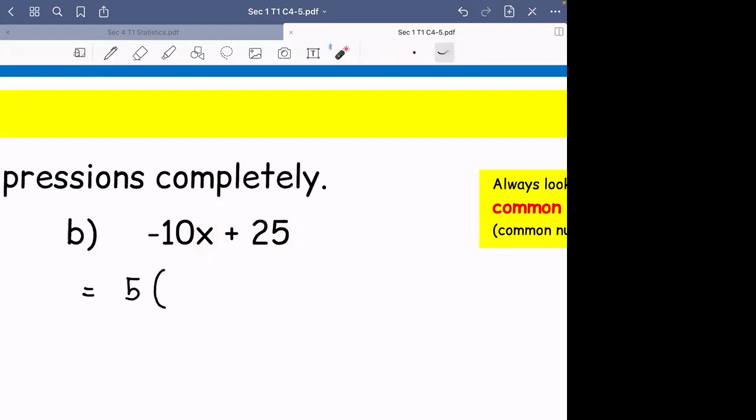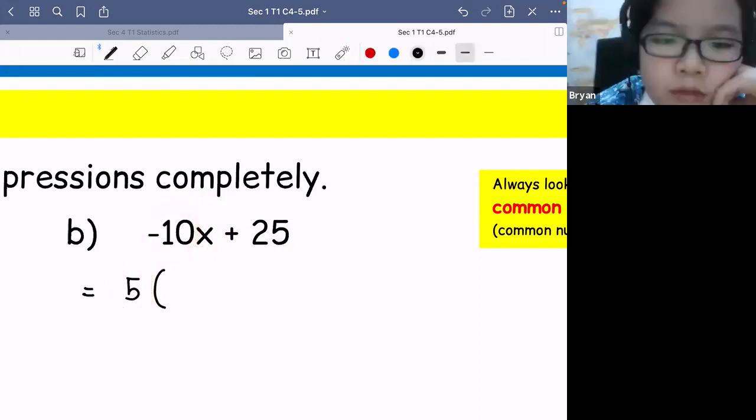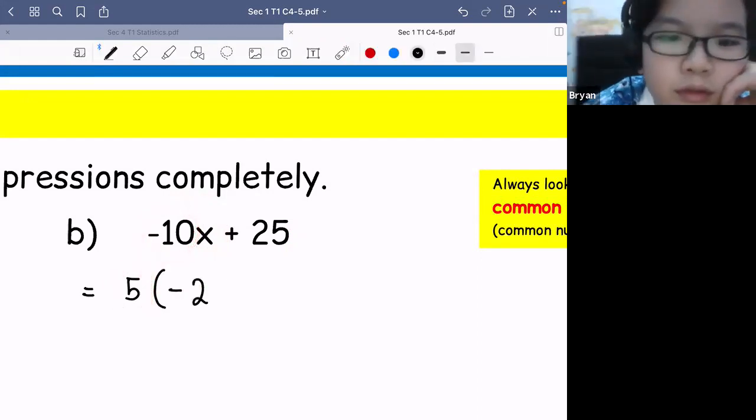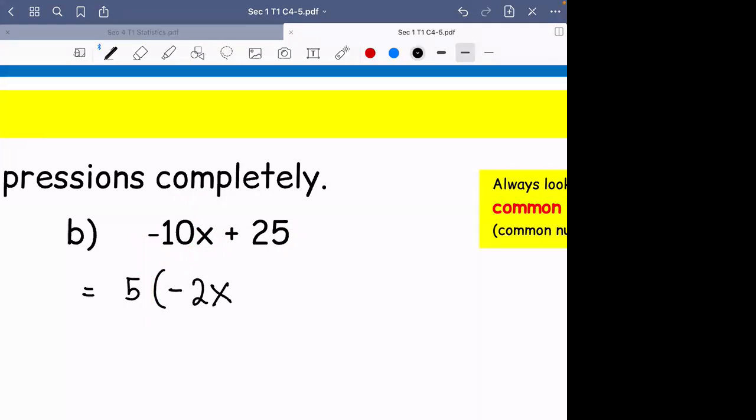So negative 10x divided by 5, what do you get? Let's start with the number. Negative 10 divided by 5 is negative 2, right? Negative 2, and then x, just that. And then plus, what is 25 divided by 5? Obviously, we know that it's 5. So that's it. This is your answer.